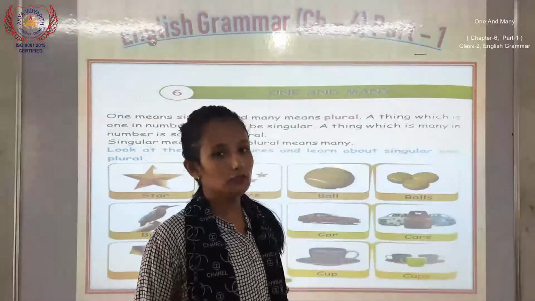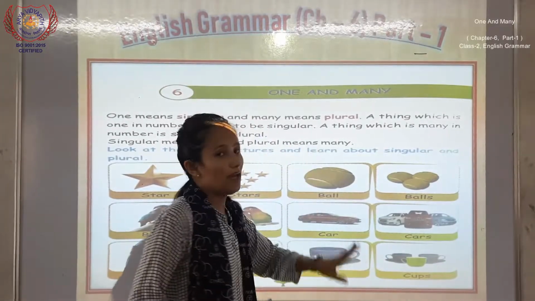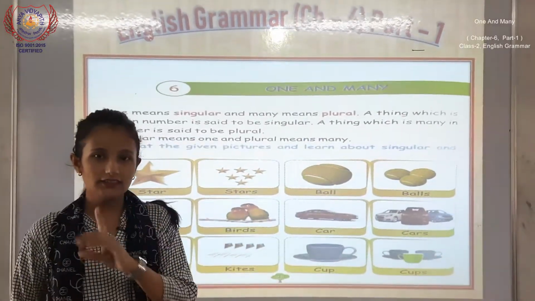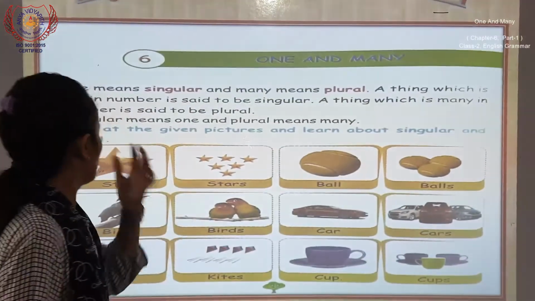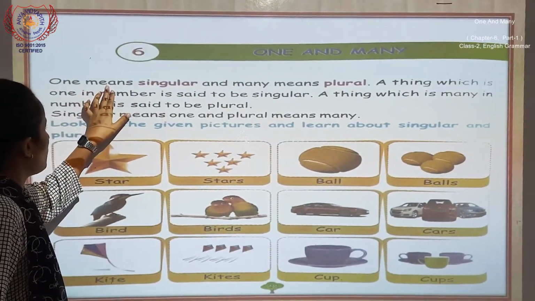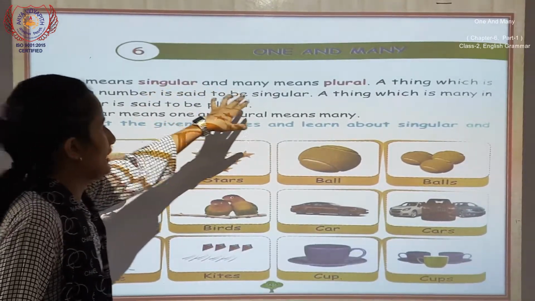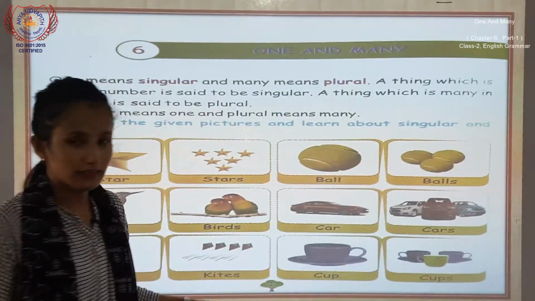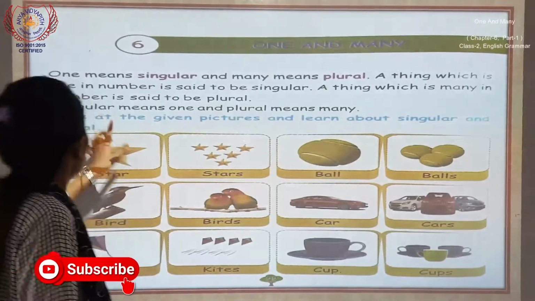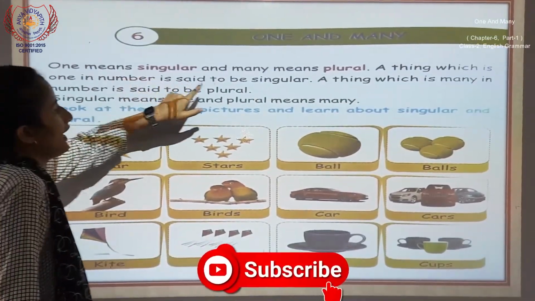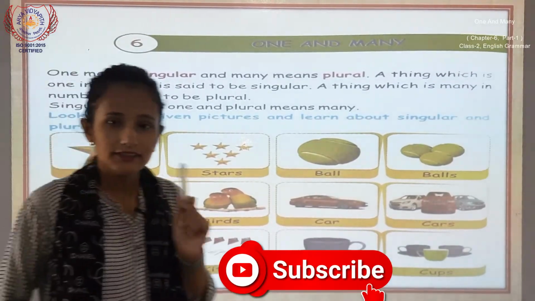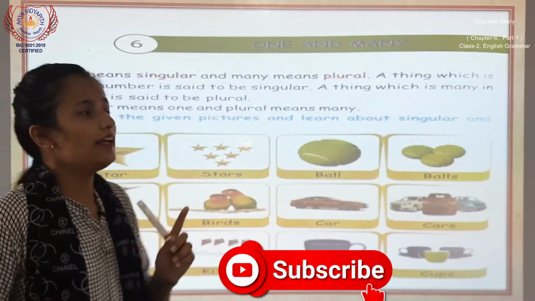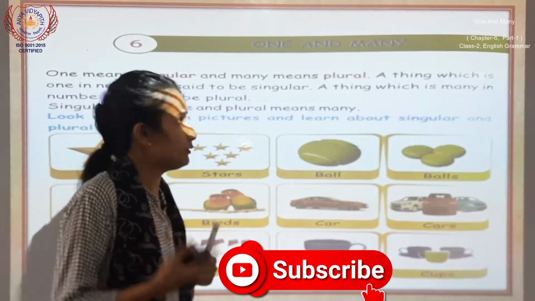In chapter 6 you can see one and many, एक और एक से ज़्यादा, मतलब singular and plural, right? So one means singular and many means plural. You can take out page number 22. Okay? One means singular and many means plural. एक मतलब one means singular, एक मतलब singular and एक से ज़्यादा मतलब plural.